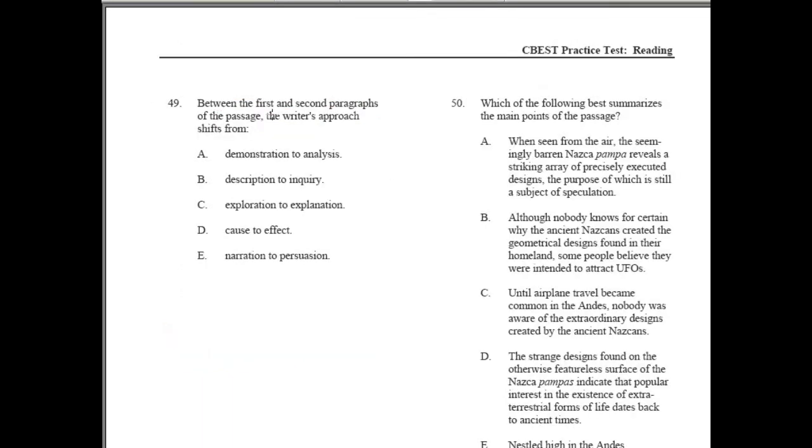Turning the page. Between the first and second paragraphs of the passage, which the writer's approach seems to shift from, we'll get that as we read through it, I think. From demonstration to analysis, description to inquiry, exploration to explanation, cause and effect, narration to persuasion. So we'll see if they're asking us to believe anything at the end. And then this one, which of the following best summarizes, well, I have to read the whole thing to get that, the main points of this passage. So it's all going to be about percentages. Where is most of the time spent, and which one of the answers captures that highest percentage?